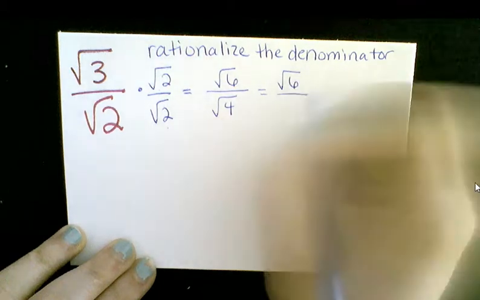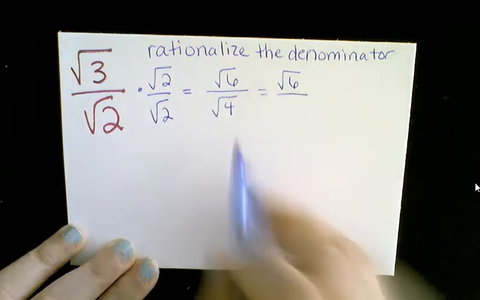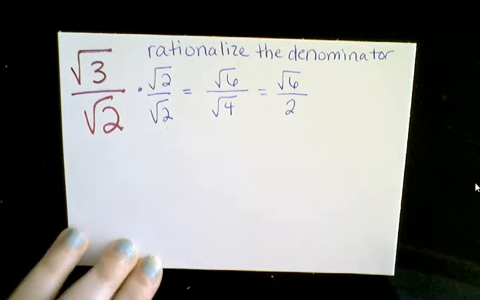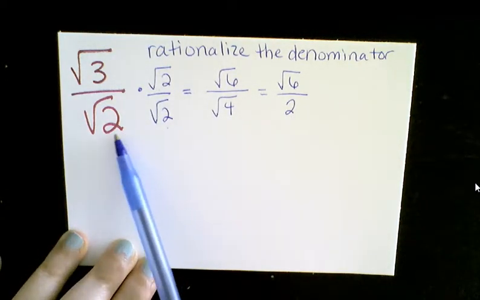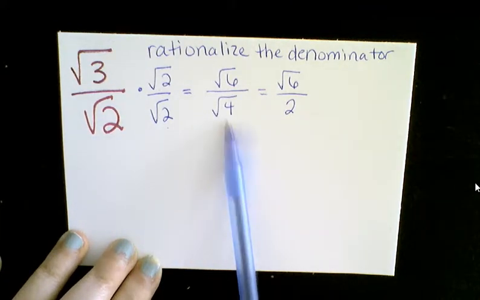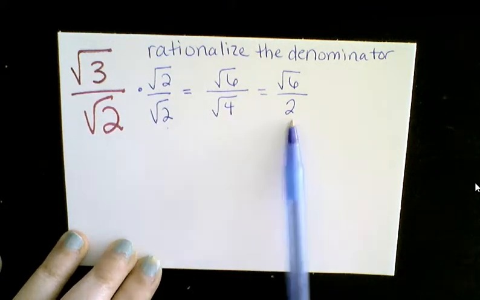The square root of 6 cannot be simplified, but the square root of 4, that's a perfect square, comes out as a 2. Every time you rationalize the denominator, if you're multiplying by the same number here, you will get a perfect square, which ends up being the number that you started with in the radical.